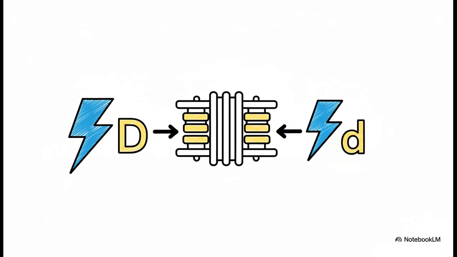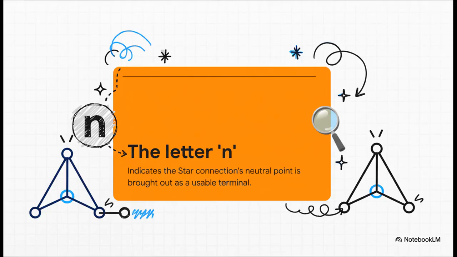Now, here's a super simple but absolutely crucial rule. The case of the letter tells you everything. An uppercase D or Y always means you're looking at the primary, or the high voltage side. And a lowercase d or y, that's always the secondary, the low voltage side. Simple as that. And sometimes you might spot a little N after the letters. This N is only for star connections, and all it means is that the central point where all those windings meet, the neutral point, is actually brought out as a terminal that you can physically connect a wire to.